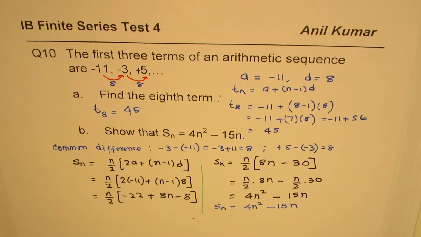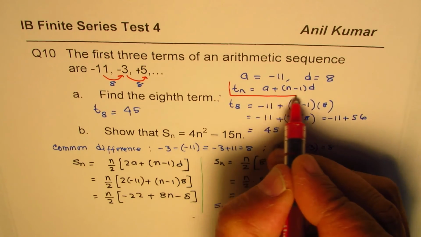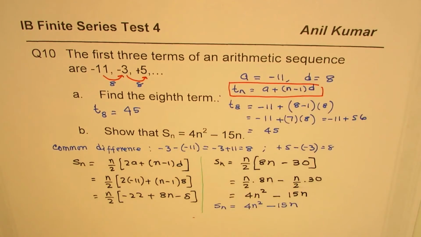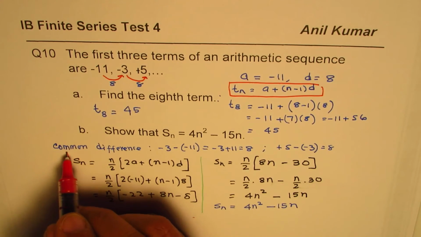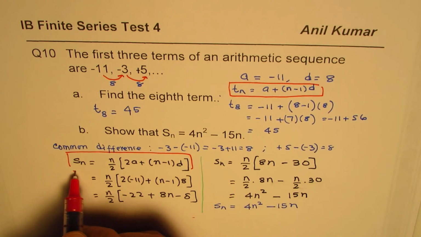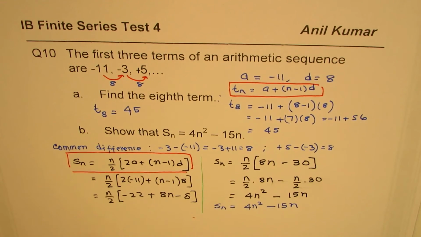So I hope in this question, how to solve is absolutely clear. Since we are given it's an arithmetic sequence, find the common difference. You already know the first term. That helps us to find the eighth term using the formula. Now to find the sum, use the formula for arithmetic series. Substitute the given values, simplify to get the result, right? So I hope these steps are absolutely clear.